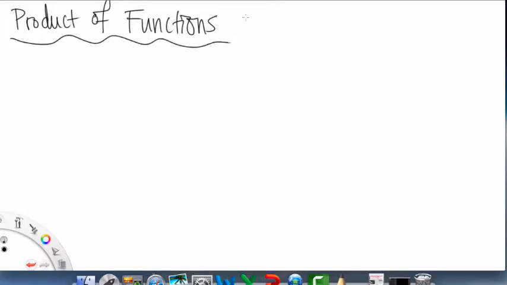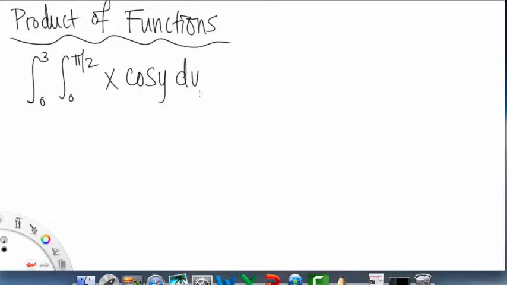All right. So let's say, and I think the best way to illustrate this is through an example, because the way they do it in the book, they use all these different variables and it gets pretty confusing. So I'm just going to write an example. Let's say we're given the double integral with these intervals of x cosine y dy dx.